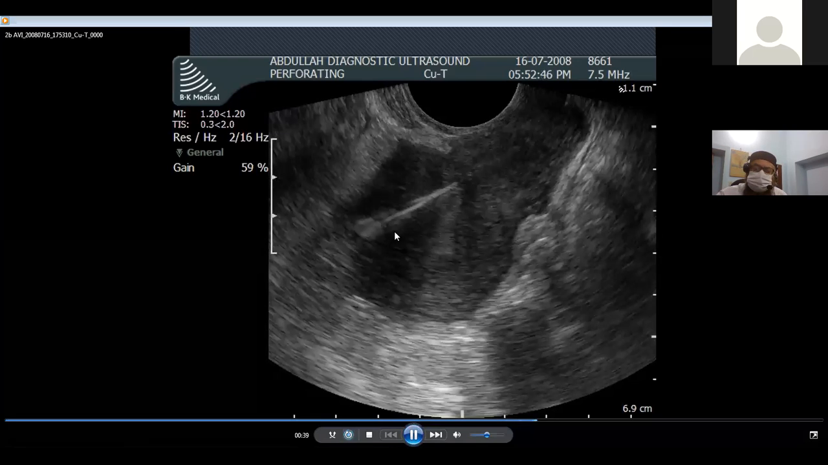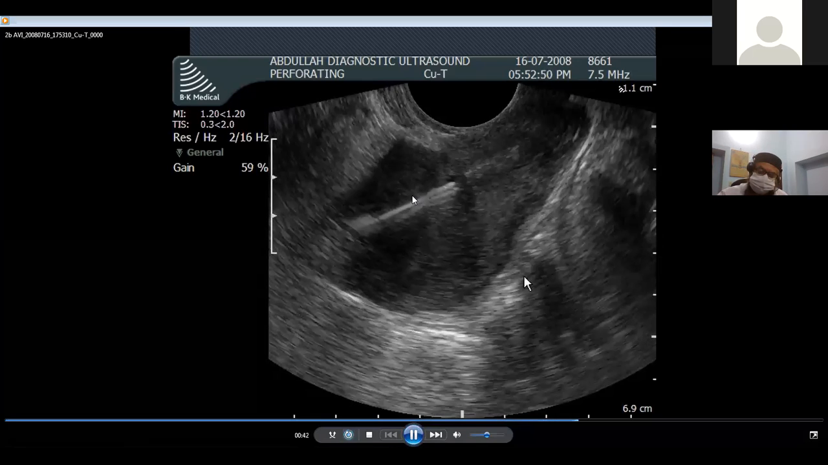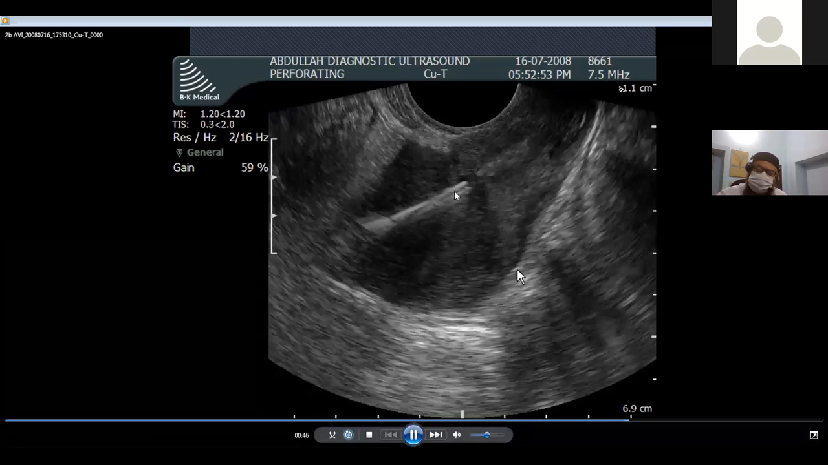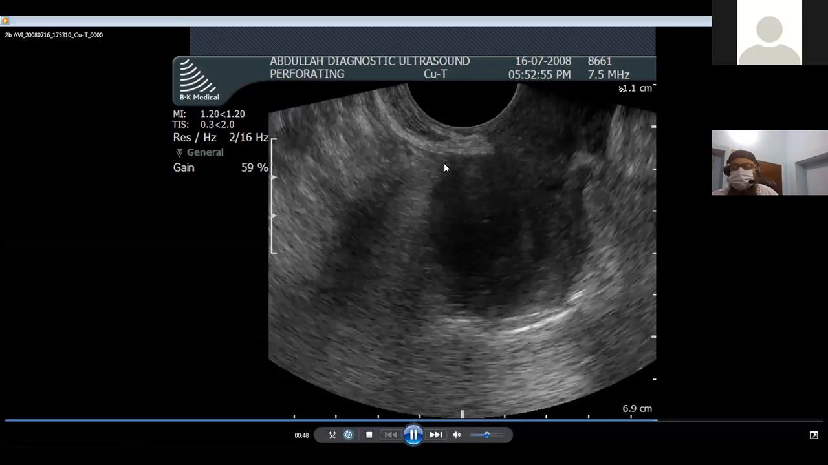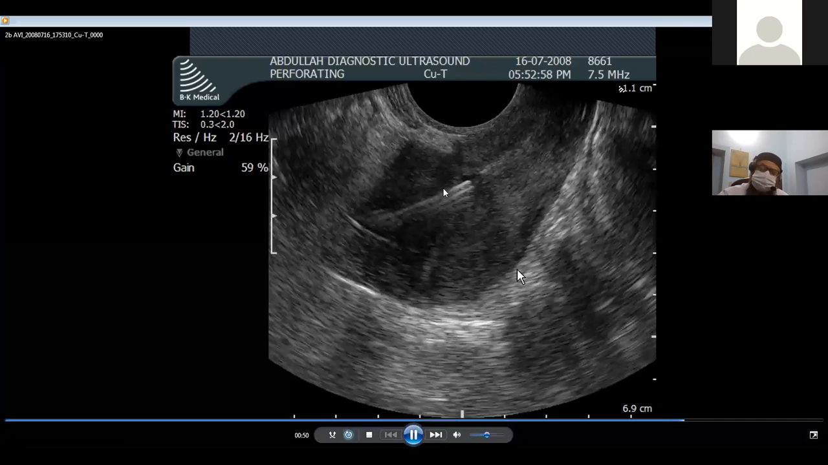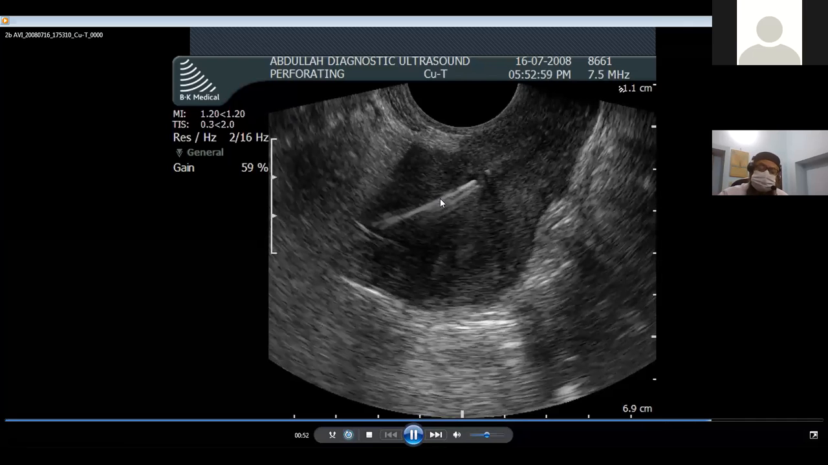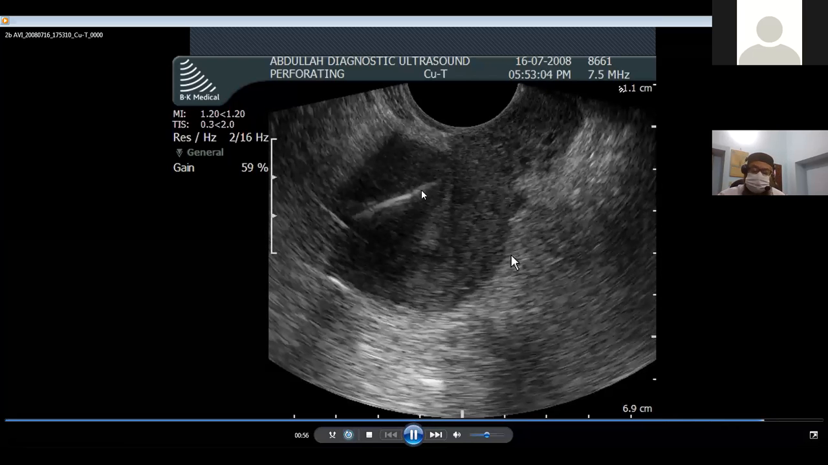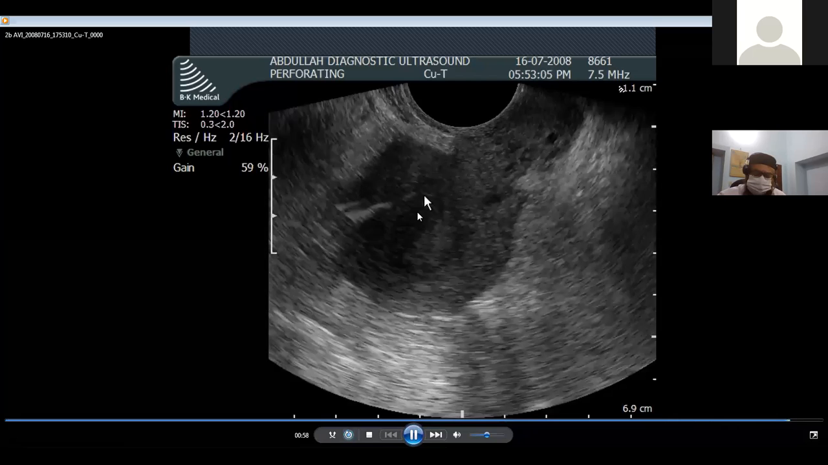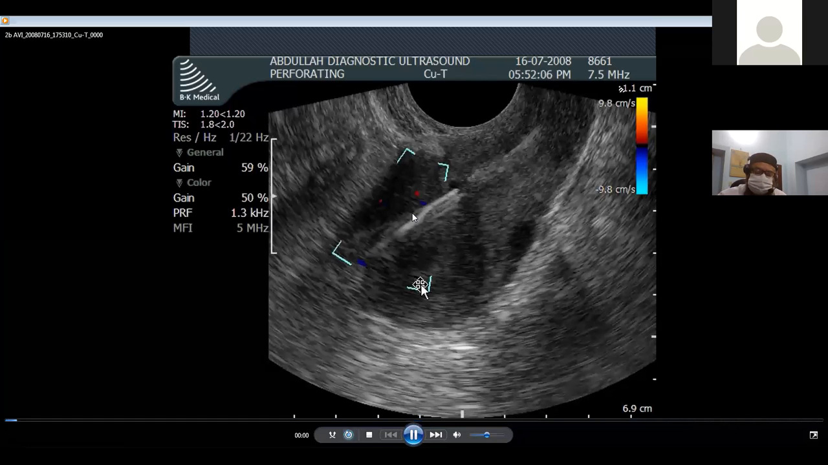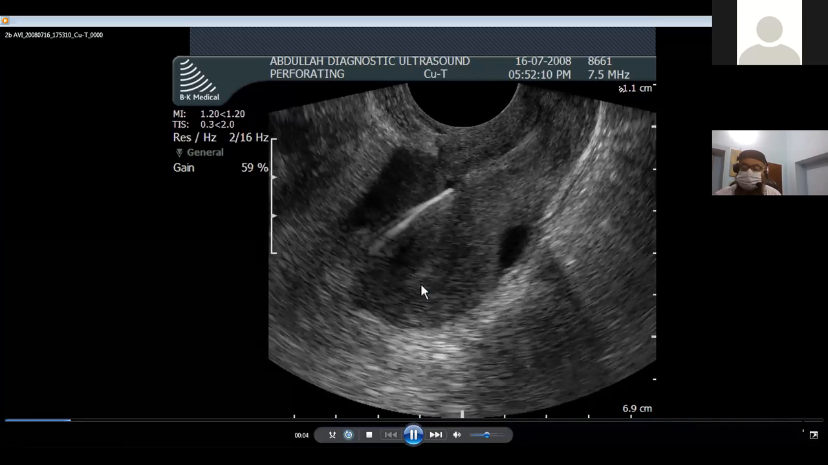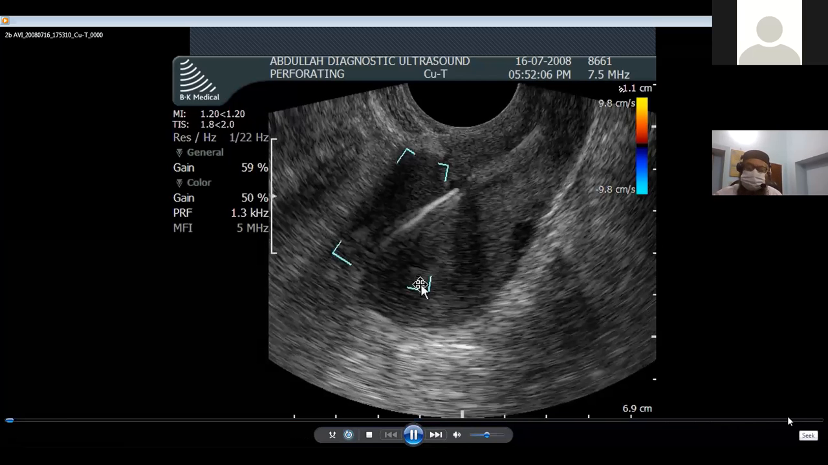So the copper T has both anterior and posterior two bright white lines, because of the reflection from the copper wire encircling the central plastic material of the copper T. That is seen only in the vertical limb of the copper T. This is how it appears.